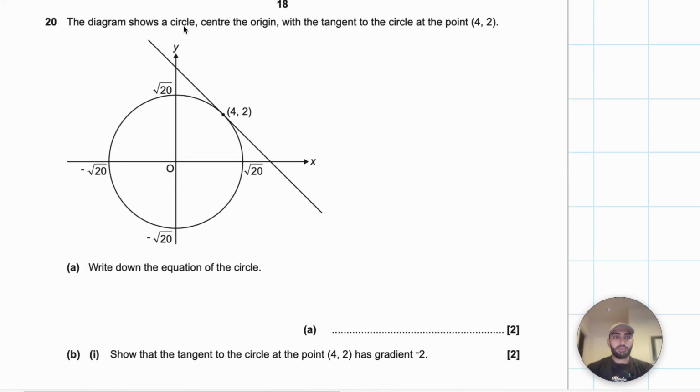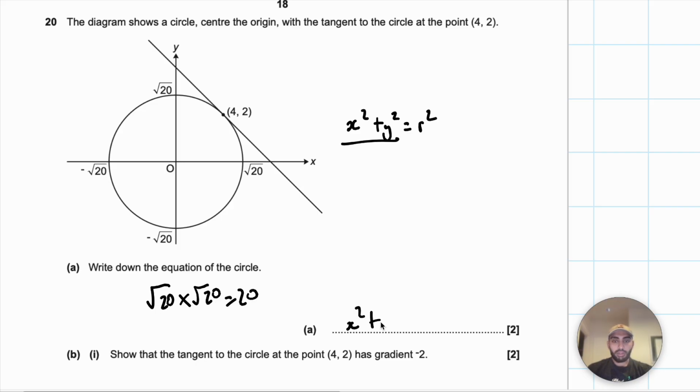Question 20. The diagram shows a circle, center the origin, with the tangent to the circle at the point (4, 2). Write down the equation of the circle. The formula that we need for equations of circles is x squared plus y squared is equal to radius squared. And all we need to find is the radius. The radius here has a length of root 20, so we just need to square that. So root 20 multiplied by root 20 would just give us 20. The final formula would be x squared plus y squared is equal to 20.